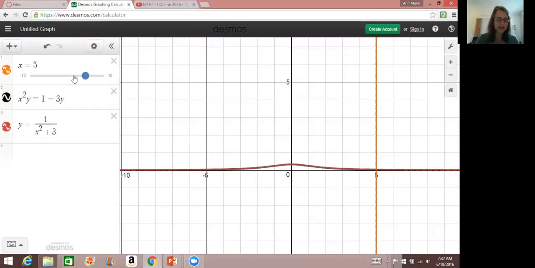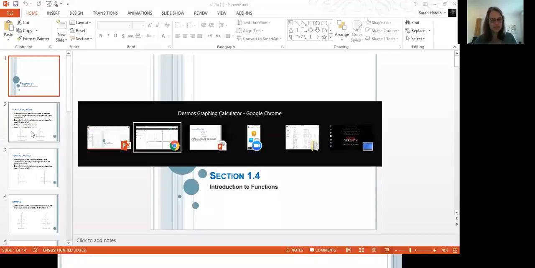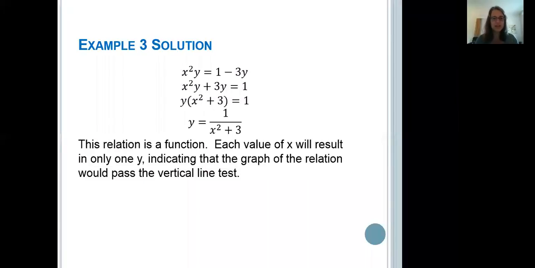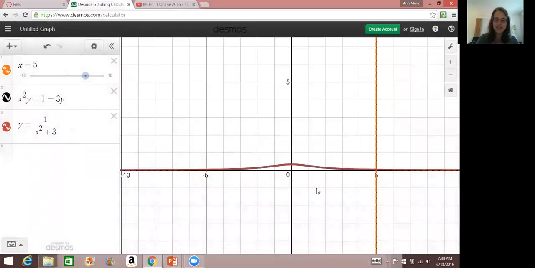But the point here is we were able to solve this relation. We were able to solve it for y. We put y in terms of x with no messiness. And so that means that this relation is indeed a function, and the graph verifies that. This passes the vertical line test. All right.